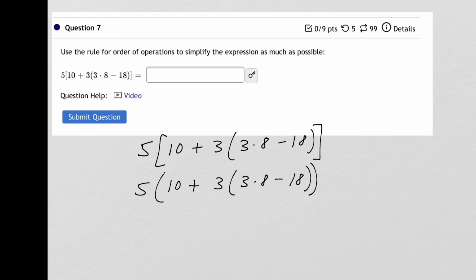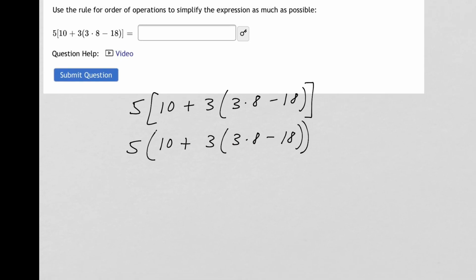So what do I need to do? Well, I need to do innermost parentheses first. So that means I need to handle this first. I need to simplify this first. So let's do that on the side. So I have 3 times 8 minus 18. So I have multiplication, subtraction. What needs to be done first? Well, multiplication needs to be done first, it beats out subtraction. So 3 times 8 is 24 minus 18. Well, that's going to be 6.